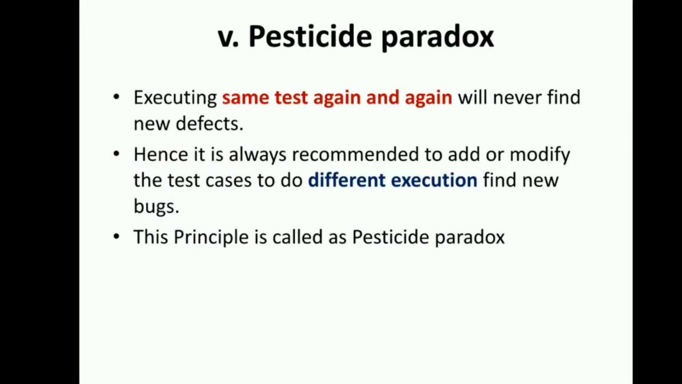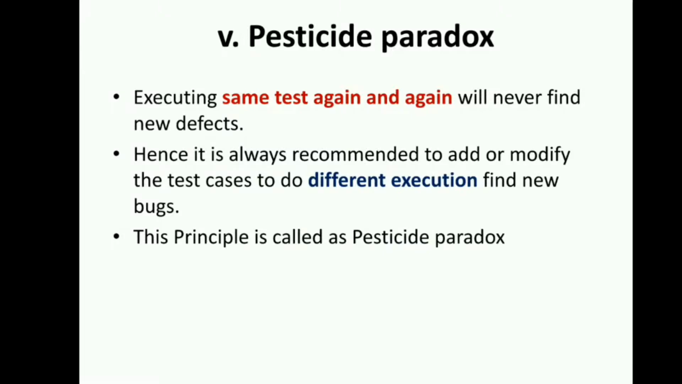Then pesticide paradox. This is one of the important questions that you may get, as well as an important concept that you will definitely work with. Pesticide paradox is nothing but this: imagine you are raising some defects in the software, then if you keep on testing again and again in the same manner, it will never make your test cases fail, or never help you find new defects. That is the pesticide paradox.